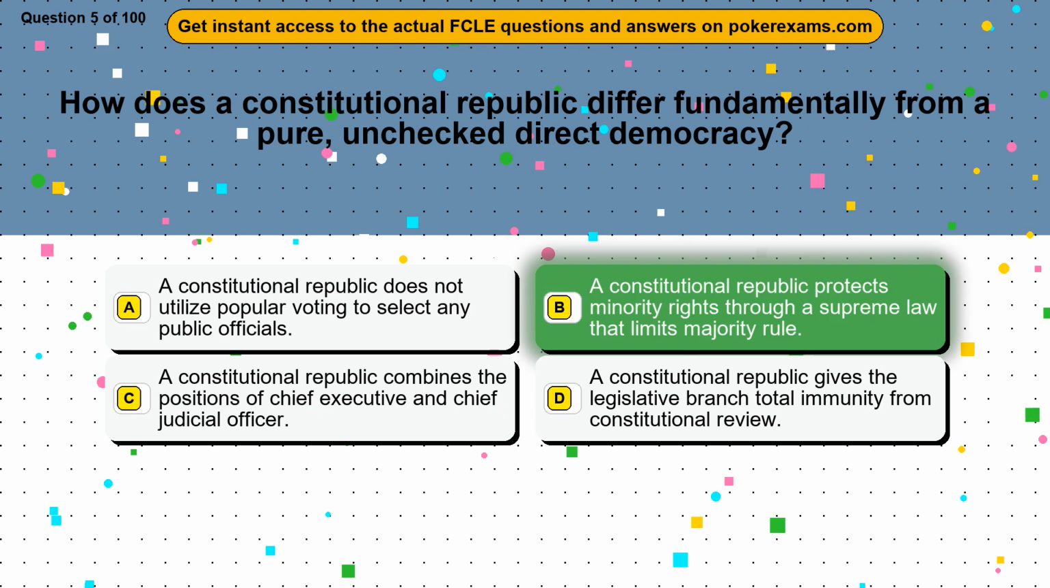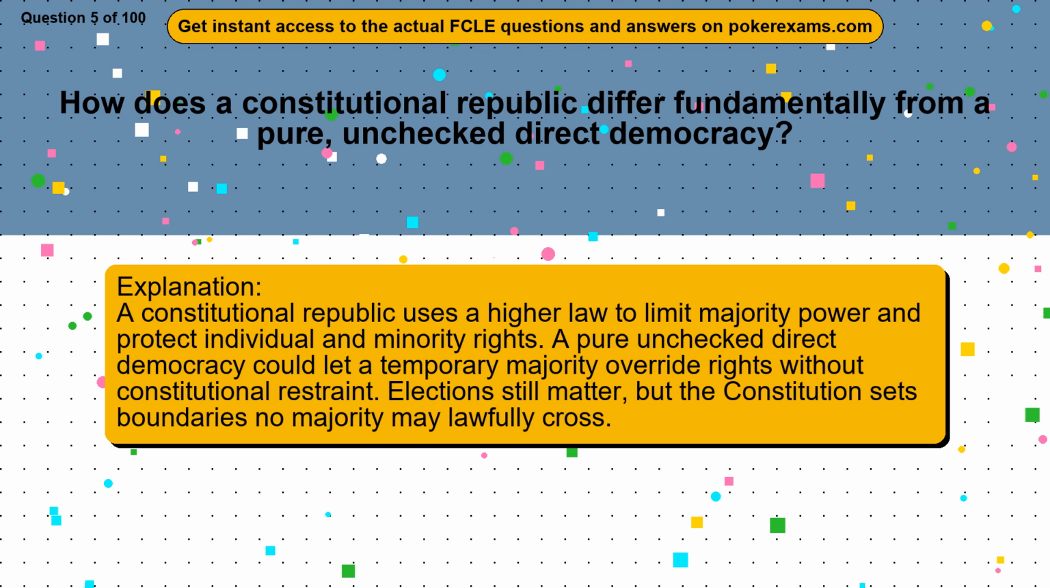A constitutional republic protects minority rights through a supreme law that limits majority rule. A constitutional republic uses a higher law to limit majority power and protect individual and minority rights. A pure unchecked direct democracy could let a temporary majority override rights without constitutional restraint. Elections still matter, but the Constitution sets boundaries no majority may lawfully cross.